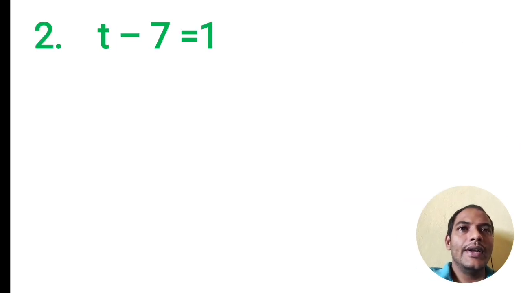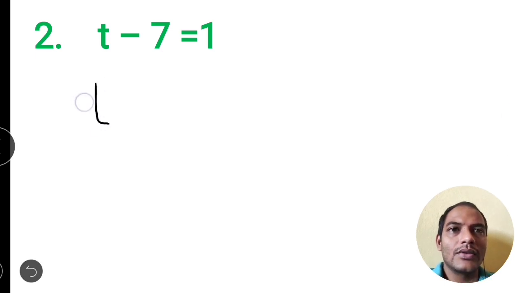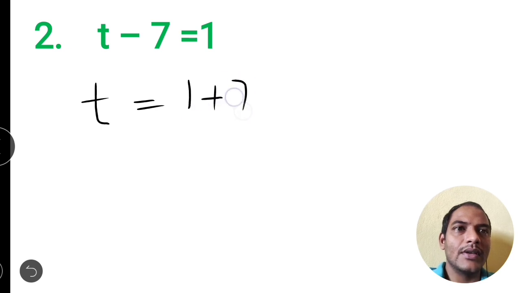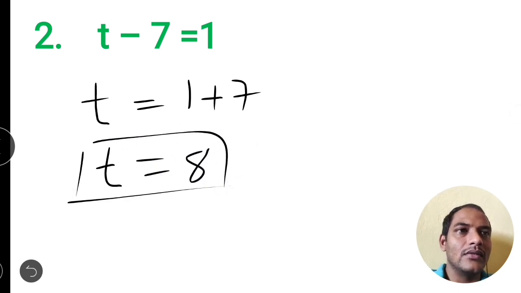Next, second question, t minus 7 equals 1. In this equation also the variable is on one side. So t equals, minus 7 transposes to the other side, then 1 plus 7. t equals 1 plus 7 is 8. So the required answer is 8.